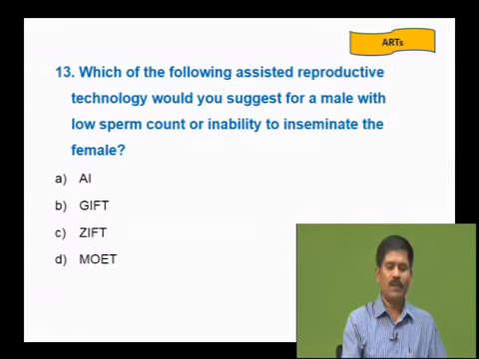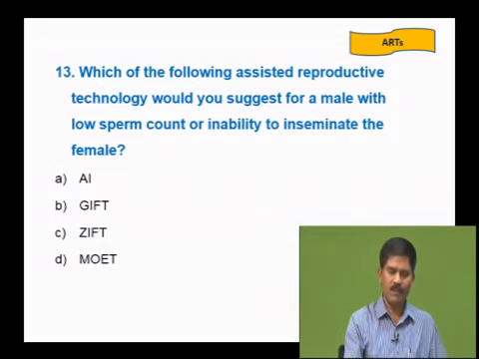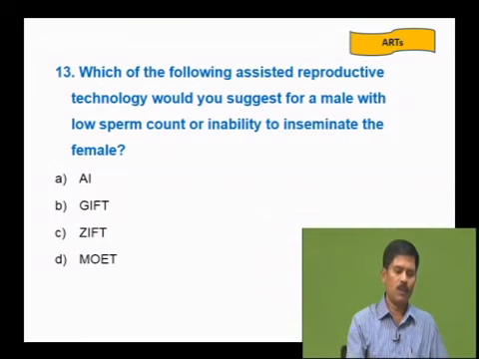Which of the following assisted reproductive technologies would you suggest for a male with low sperm count or inability to inseminate the female? Look at the options here. A. Artificial insemination, GIFT, gamete intrafallopian transfer, zygote intrafallopian transfer, and multiple ovulation embryo technology.